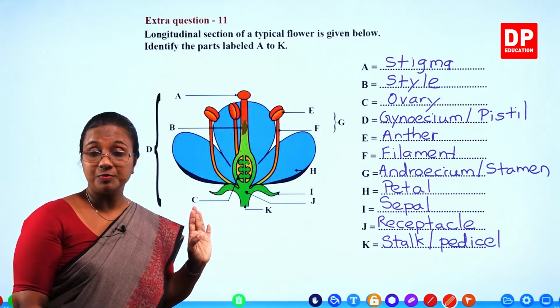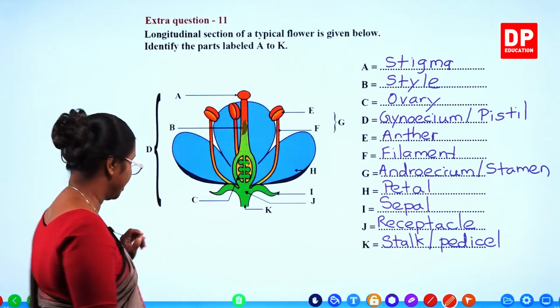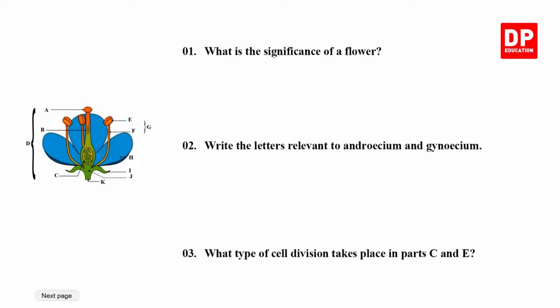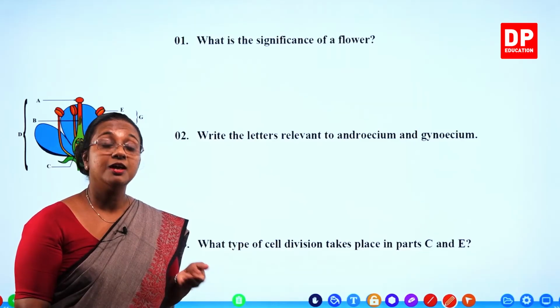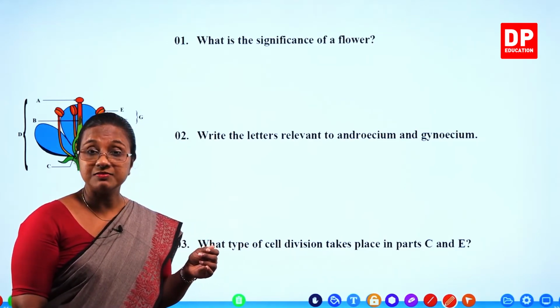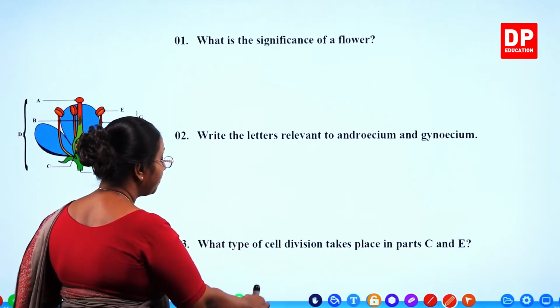With this, there are some more questions. We will answer those questions. The first one, what is the significance of a flower? What is the significance of a flower? Flower is the reproductive structure of angiosperms or plants, we can say.